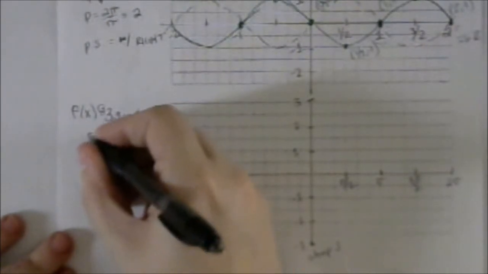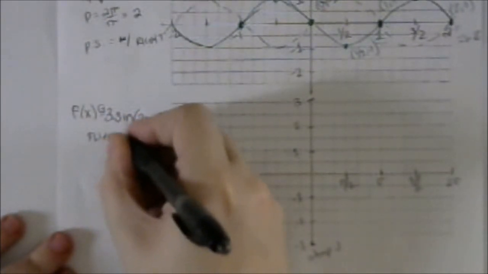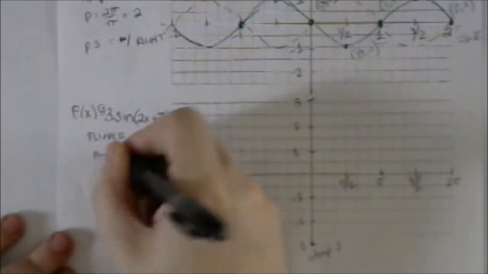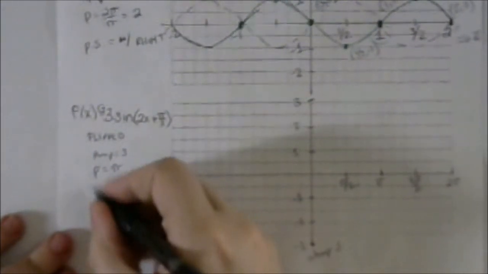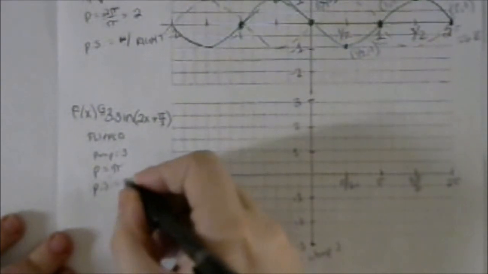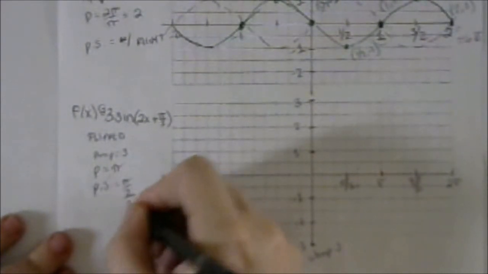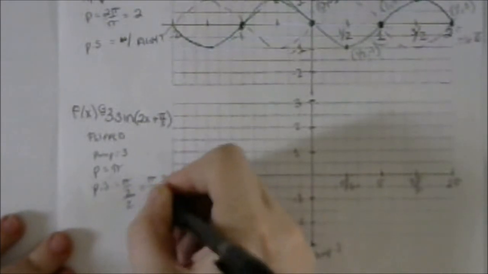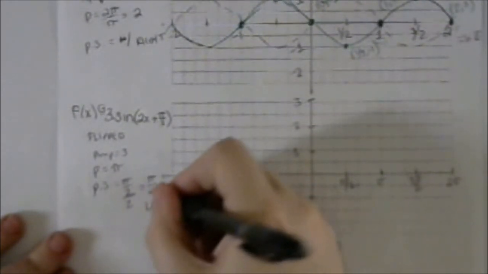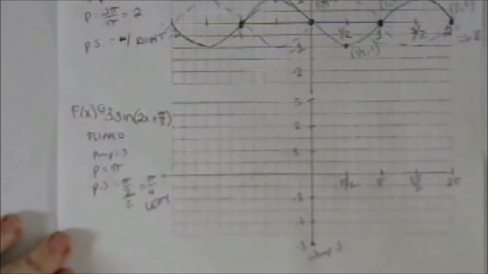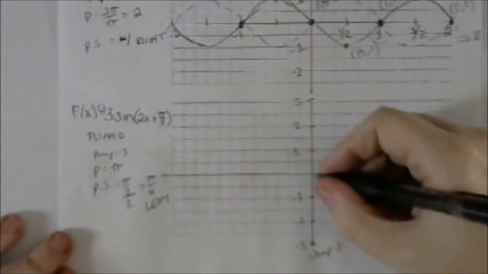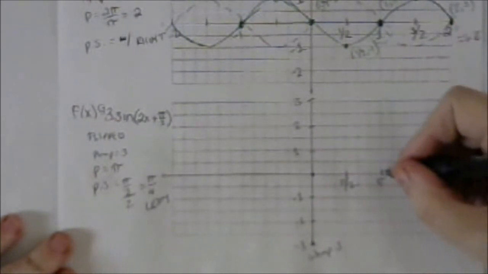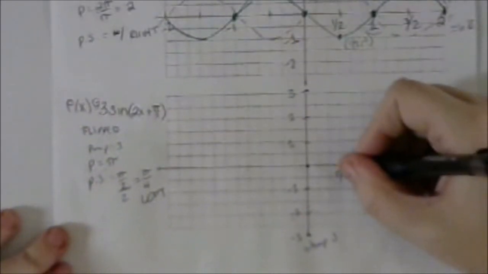You may or may not have noticed, but this one has a negative right here. So this one is flipped with an amp of 3, a period of pi, and a phase shift of pi/2 over 2, or pi/4 to the left. I'm going to go ahead and graph a sine curve with an amp of 3 and a period of pi. If you remember, sine starts at 0, ends at its period, midpoint halfway.